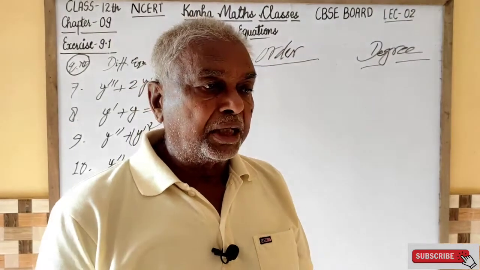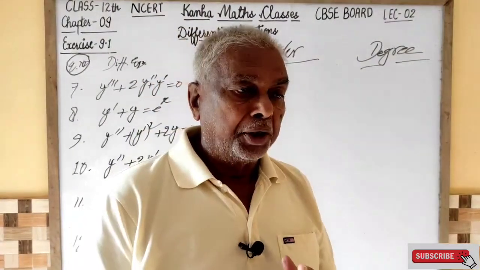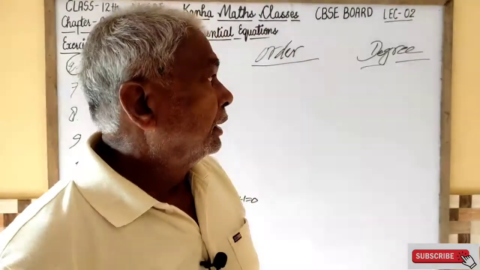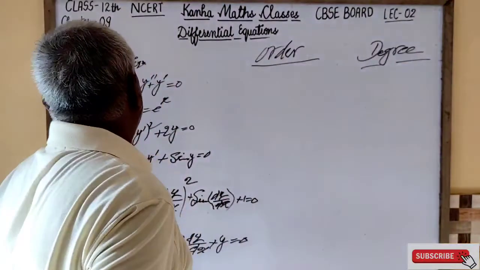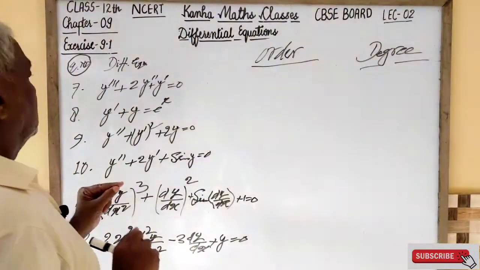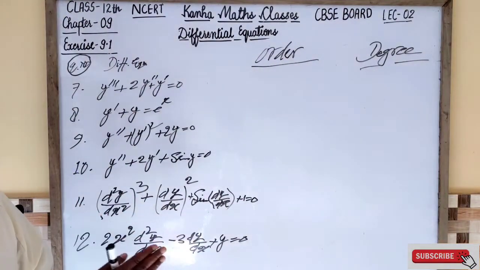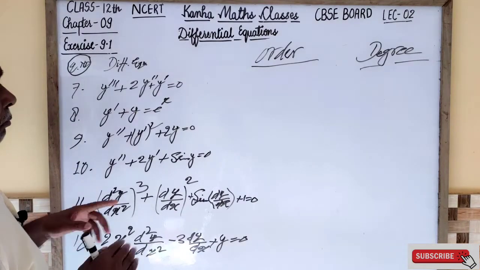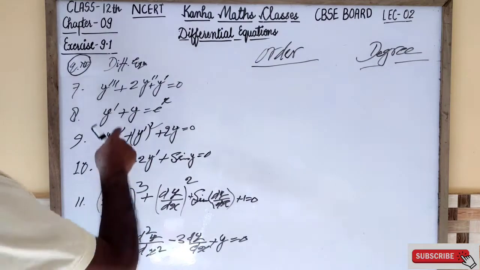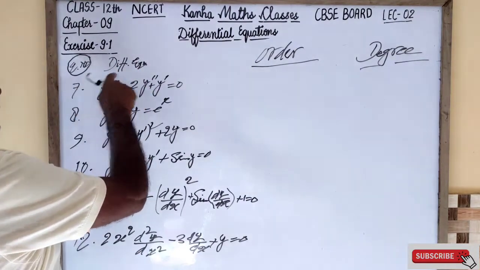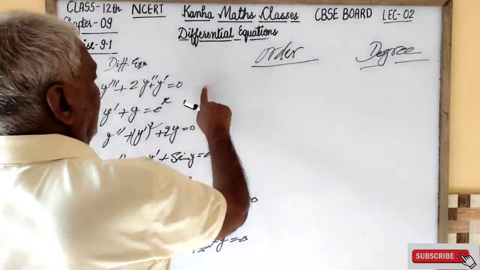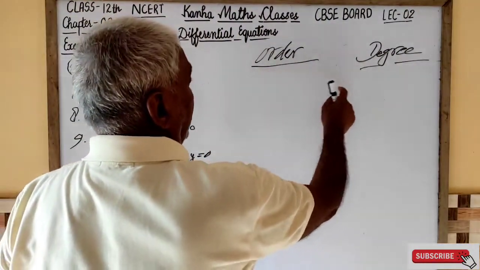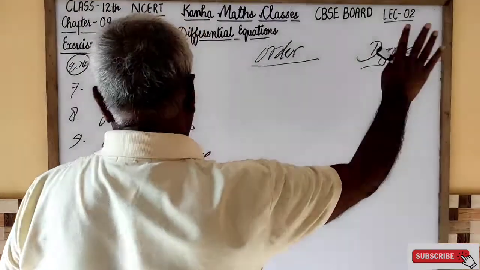In order to refresh your mind about degree and order, we here give a slight review of questions number 7 to 12 in the simplest way. Here we write the question number, here the differential equation, and here we will discuss orally the order of the differential equation, and here the degree of the differential equation.